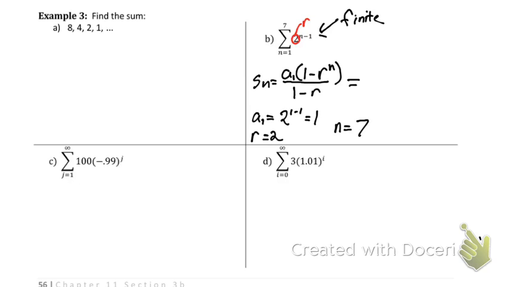Then we just have to plug in our information. My a sub 1 equals 1. 1 minus my r value, which is 2, to the n value of 7. We'll take that all over 1 minus my r value, which is 2. And when you plug that in your calculator, you're going to come up with 127.